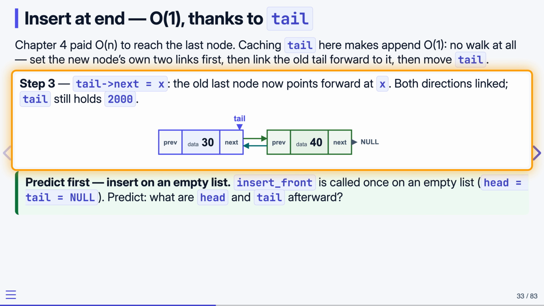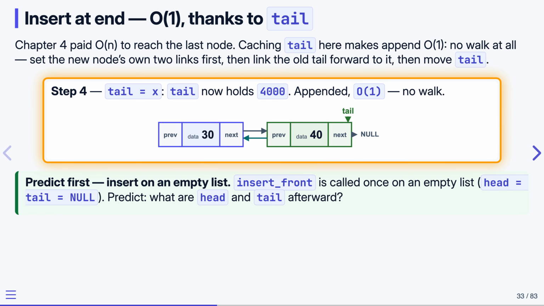Step 3. Now the neighbor. We set tail arrow next to X so the old last node, node 30, points forward at node 40. Both directions are linked now, but tail still holds 2000. Step 4. We run tail becomes X. Tail now holds 4000, so it points at node 40. The node is appended and the whole thing is big O of 1.